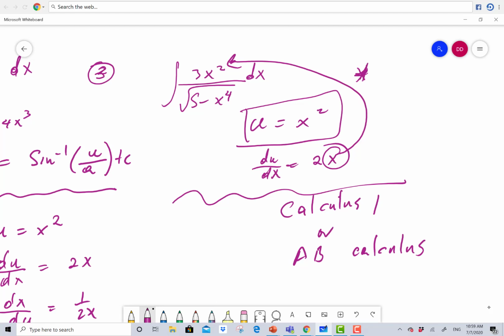If I try my other method, trying to spot that we have the function times the derivative, I realize that won't work either, because the derivative of the bottom right here is negative 4x to the third. Again, I'm out by a variable, and I cannot bring a variable in and out of the integral. So within the scope of calculus 1 or AB calculus, which was our initial scope, this problem cannot be done. If we go a little bit higher, we could try to figure out some more advanced techniques for finding the integral of that function.